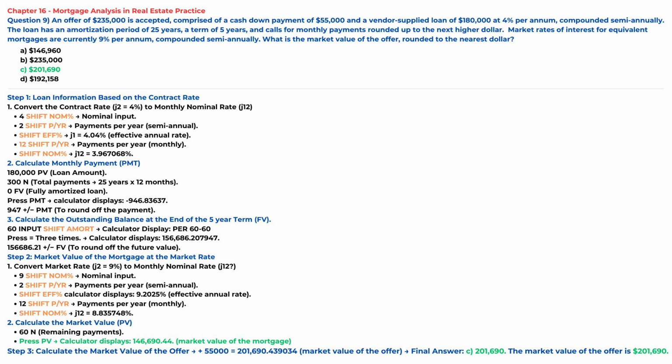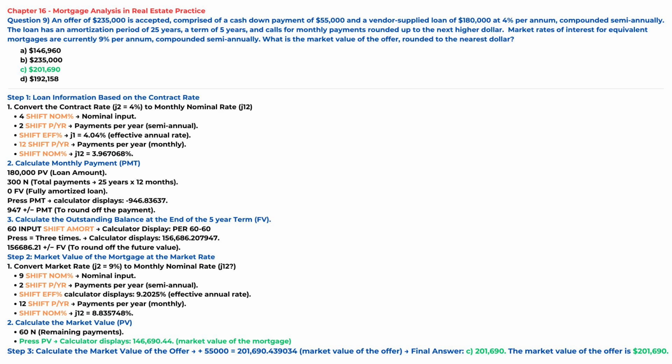Step 1. Loan information based on the contract rate. 1. Convert the contract rate, J2 4%, to monthly nominal rate, J12. 4 Shift NOM, nominal input. 2 Shift PYR, payments per year, semi-annual. Shift Effective, calculator stores J1 4.04% effective annual rate. 12 Shift PYR, payments per year, monthly.